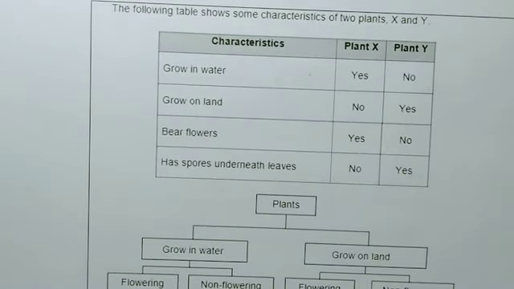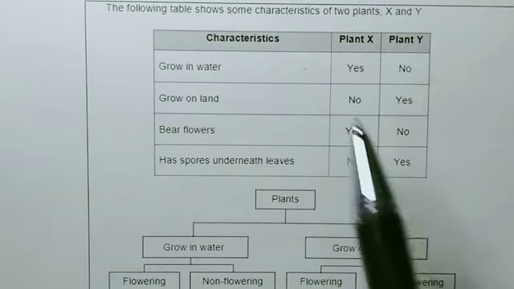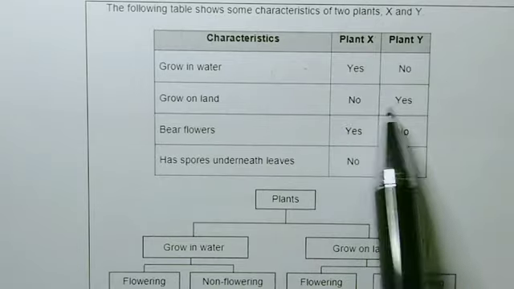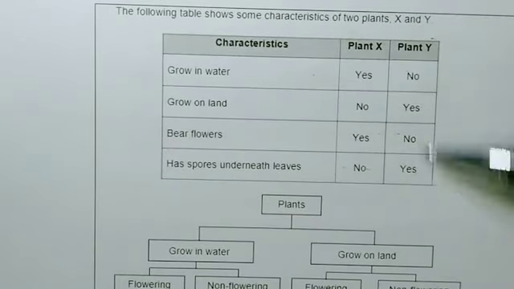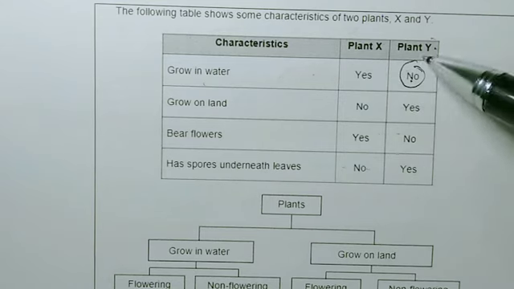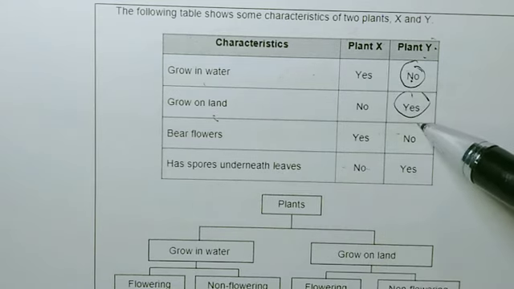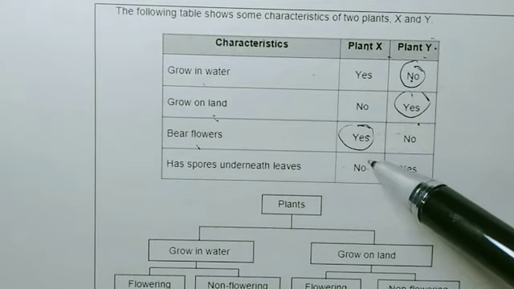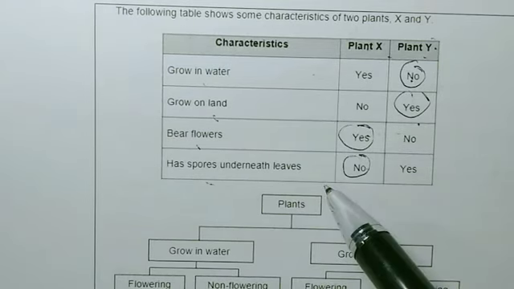Next question. The table shows some characteristics of 2 plants, X and Y. Alright, so there's a table. You must learn how to read tables. These will be the headings. This will be the different things. You can look across in rows as well as in columns when you try to understand a table. So for example, this will mean that plant Y does not grow in water. Plant Y grows on land. That's what it means. Plant X bears flowers. Plant X has no spores under the leaves.